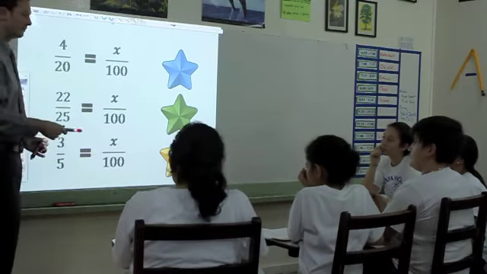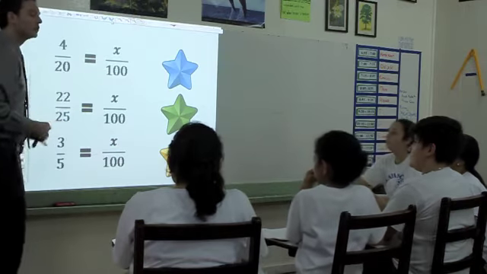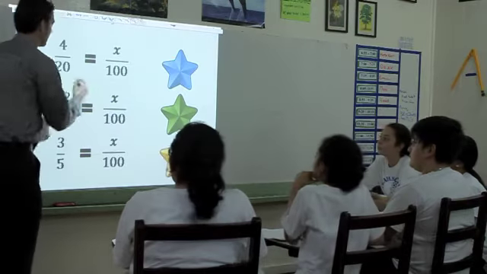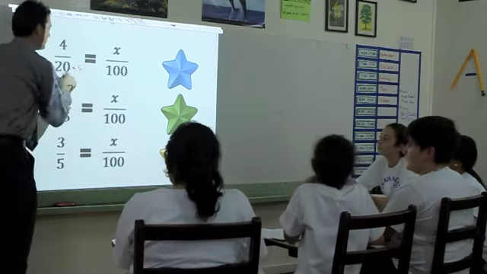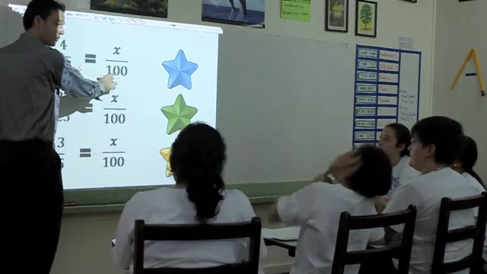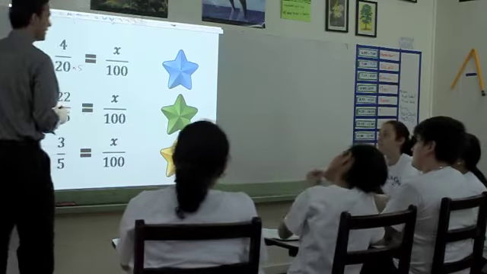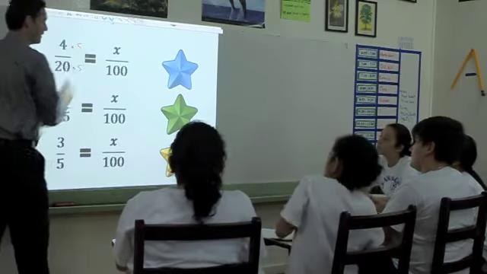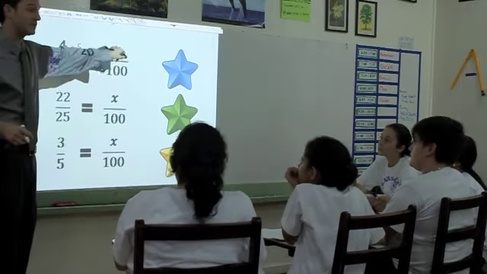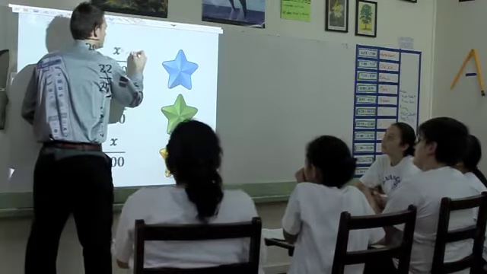So, first of all, is 20 compatible with 100? Yes. Absolutely. So who can tell me what you would multiply 20 by to get 100? Talina? 5. Absolutely. So if I multiply 20 by 5, I get 100. If I do that on the bottom, 20 times 5 equals 100, what do I need to multiply 4 by to get x? Susan? Multiply by 5. Absolutely. You need to multiply it by the same thing. So 20 times 5 equals your 100. 4 times 5 equals x. What does x equal? 20. 20. Perfect. x equals 20.